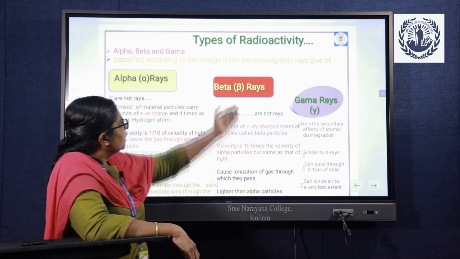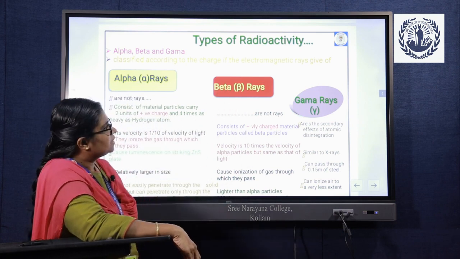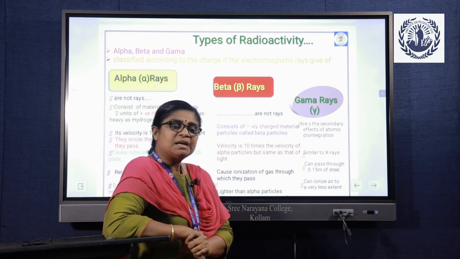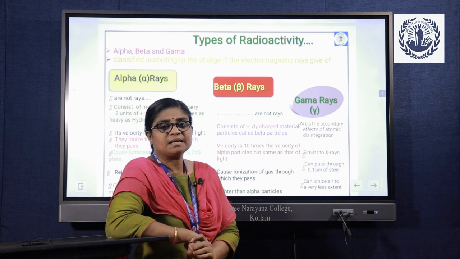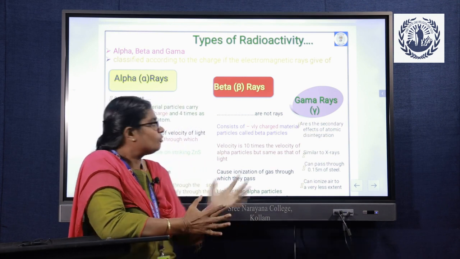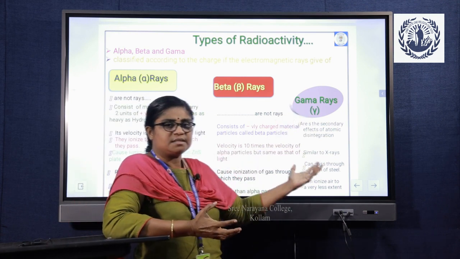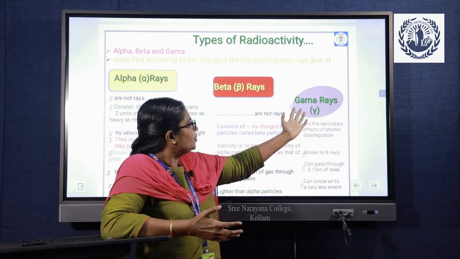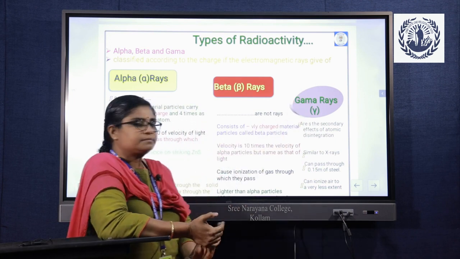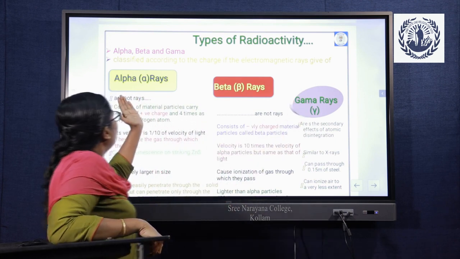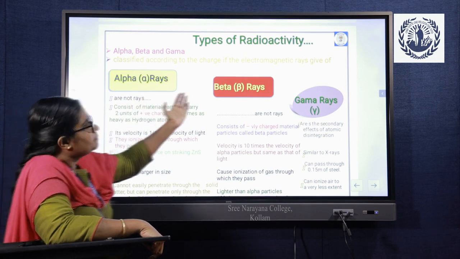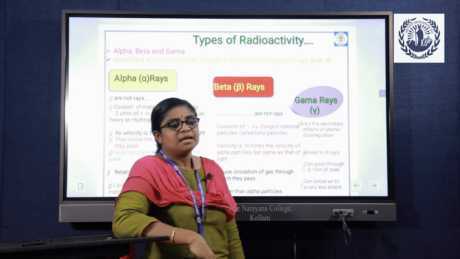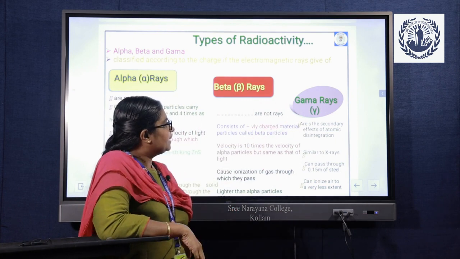So these are about beta rays or beta particles. Now coming to gamma rays. Gamma rays are nothing but energy. It is a form of energy. It is like light, like a photon. Gamma rays are like a photon or light. So it is energy actually. It is not a particle. While we say alpha particles, beta particles, gamma rays mean energy. It is a form of energy.